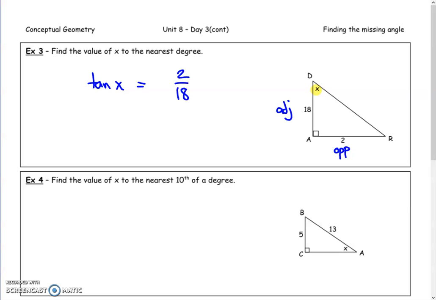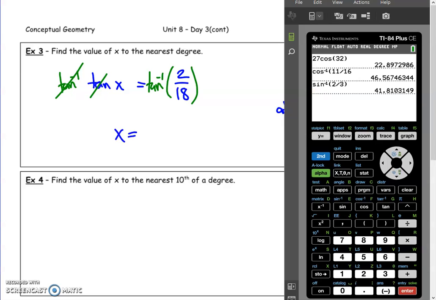And then what we do is we take the inverse tangent of both sides. The inverse tangent cancels with the tangent on that side. Make sure you're writing this out, please. And x equals, let's see what we get on the calculator. Second tangent. So I see tangent -1, exactly what's written in your paper. 2 divided by 18. 6.3, it says nearest degree, so let's call it 6 degrees.